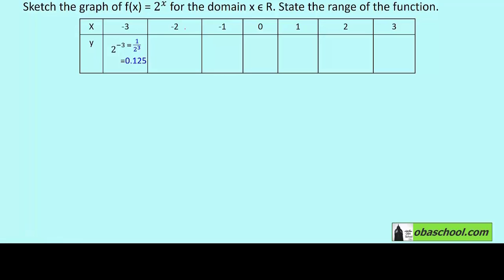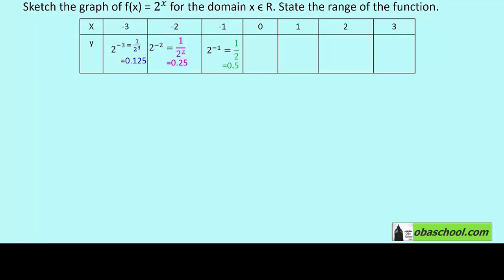Now if we take x equal -2, also substitute x in the equation, we have 2 to the power -2, which is equal to the reciprocal 1 over 2 to the power plus 2, which is equal to 0.25. Now, if x equal -1, also substitute it in the equation, 2 to the power -1, which is equal to 1 over 2, 0.5.